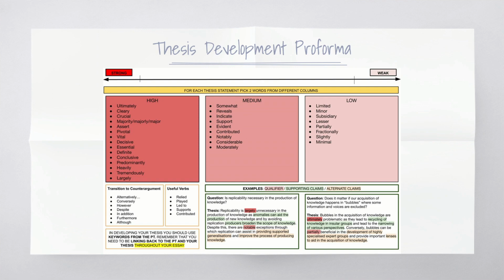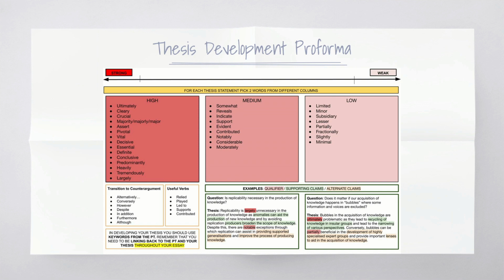Arguing that yes, replicability is largely unnecessary. So I've gone for that type of term because that's where the majority of my claims are going to be. I'm going to be arguing that it is largely unnecessary. However, I've then picked a medium modality word to discuss my alternate claims, saying that there are notable exceptions through which replication can assist. Okay, so I've then picked a medium word.